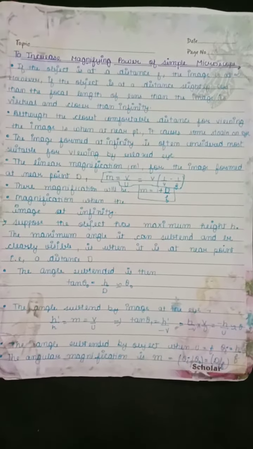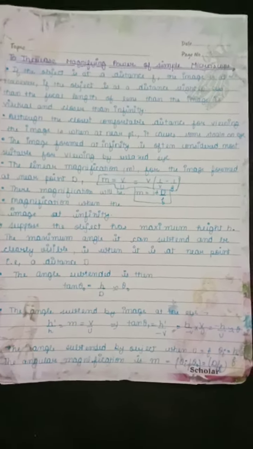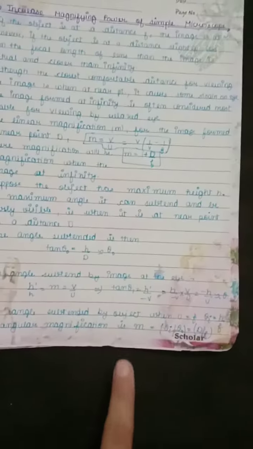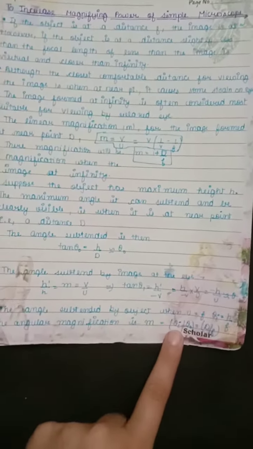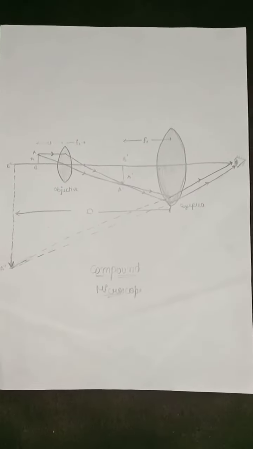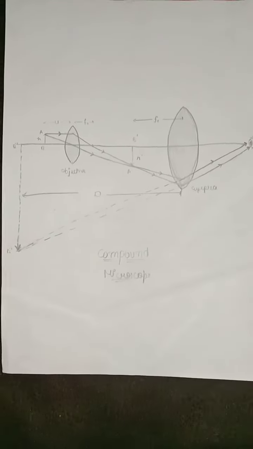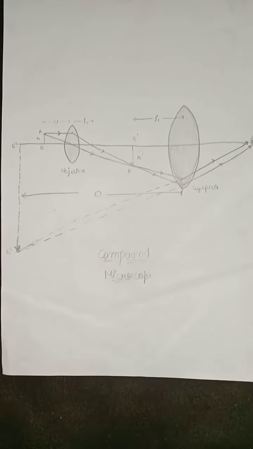This is more detail about the simple microscope. Here the linear magnification of the microscope and angular magnification of the microscope are also given. And then the second type of microscope is the compound microscope. In order to have large magnification, compound microscope is used.